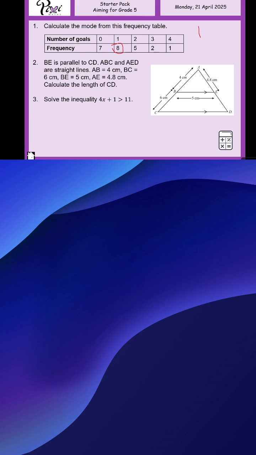And they scored 3 goals twice, and they had 1 goal 8 times, 2 goals 5 times, and 4 goals once. Okay. Question number 2.